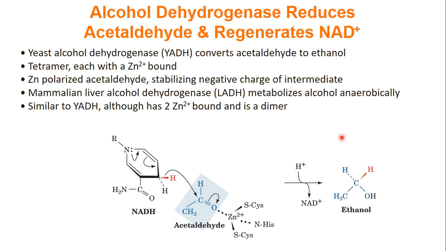Now, in humans, in our liver, we have alcohol dehydrogenase, and what that will do is take this ethanol and actually metabolize it. So again, alcohol dehydrogenase in mammals and in yeast, both with no oxygen. It's very similar to YADH, except it's a dimer, and each subunit has 2 zinc being bound.